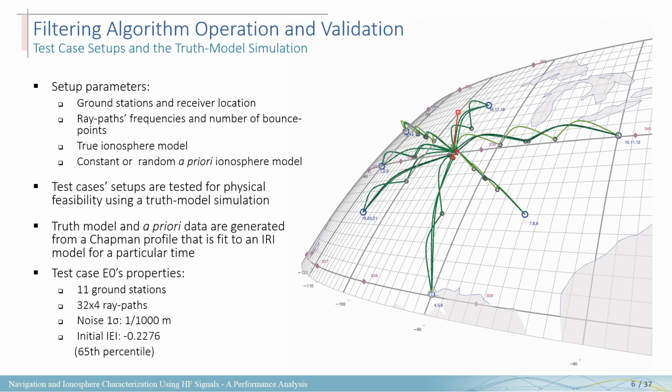A simulation has been developed that enables the study of different test cases. In test case E0, 32 different signals are received at the receiver whose location is unknown. The transmitters roughly surround the receiver so that signals arrive at the receiver from a variety of directions. The true ionosphere model is slightly different from the a priori model that is used with the filter.